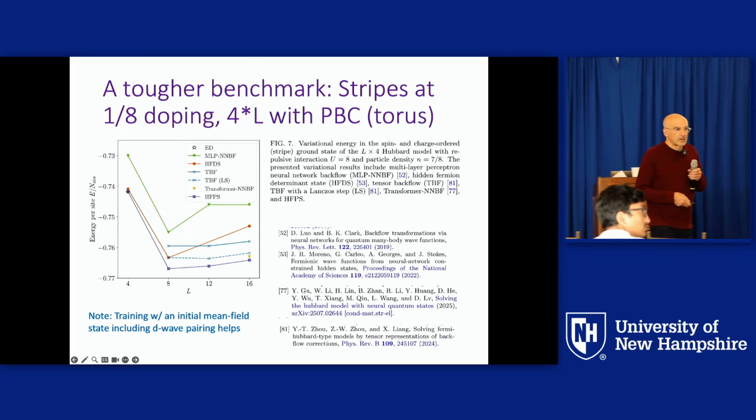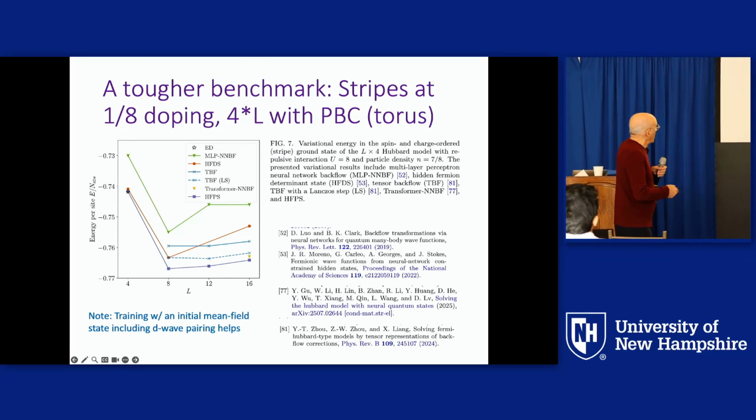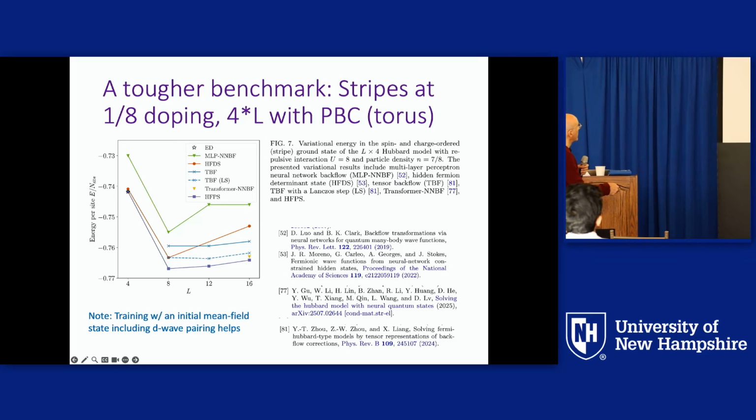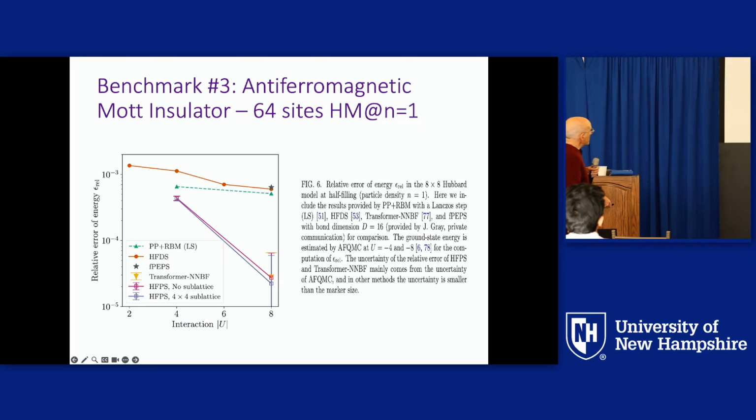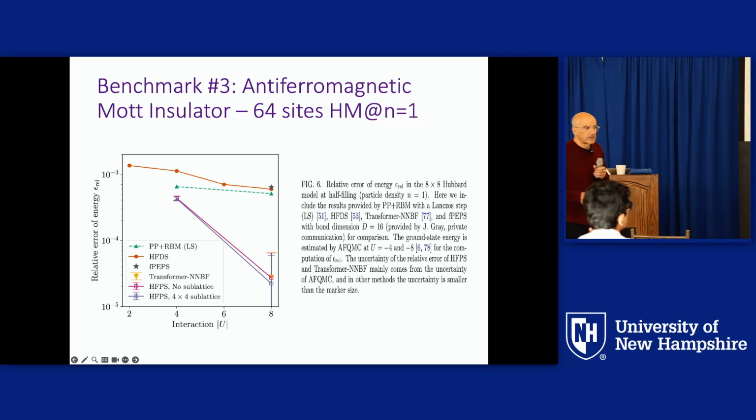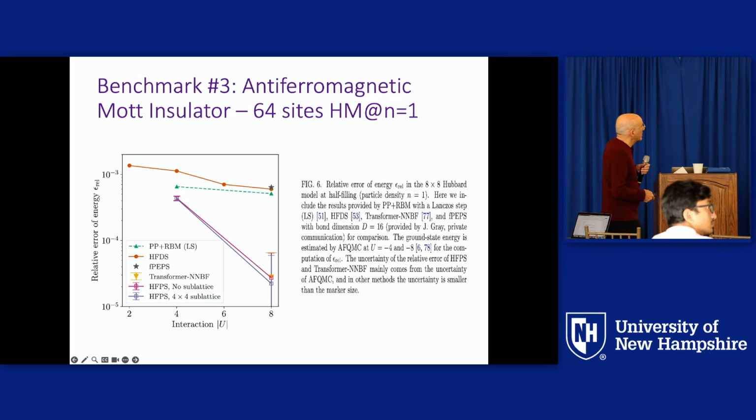Much better than the determinant one. Let me go back. Yes, the hidden fermion determinantal state. But maybe this is not a completely fair comparison because I'm not sure whether this HFDS curve that we've used here implements the low rank updates or not. But it's definitely higher by orders of magnitude.